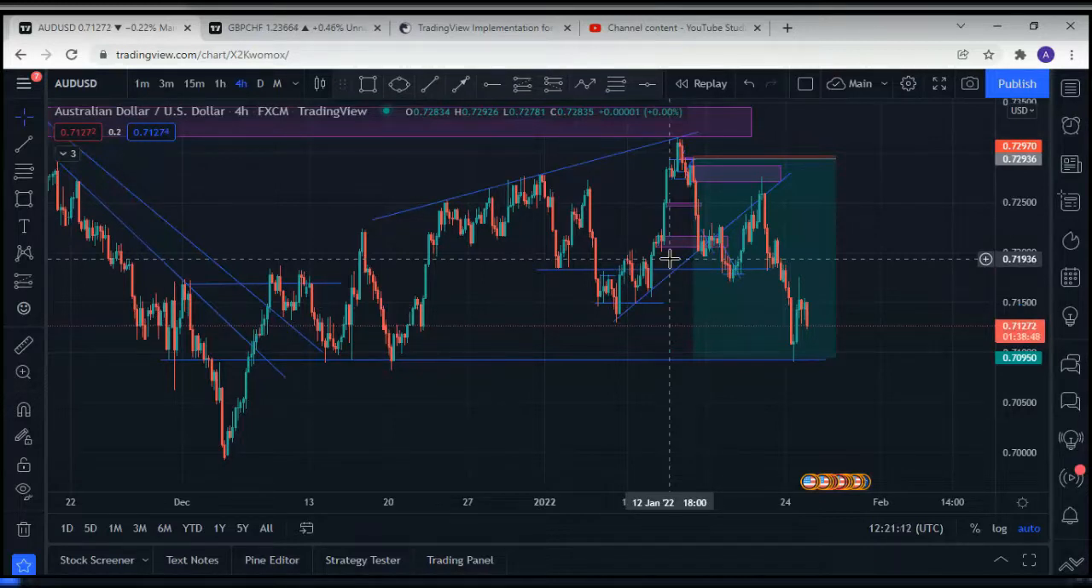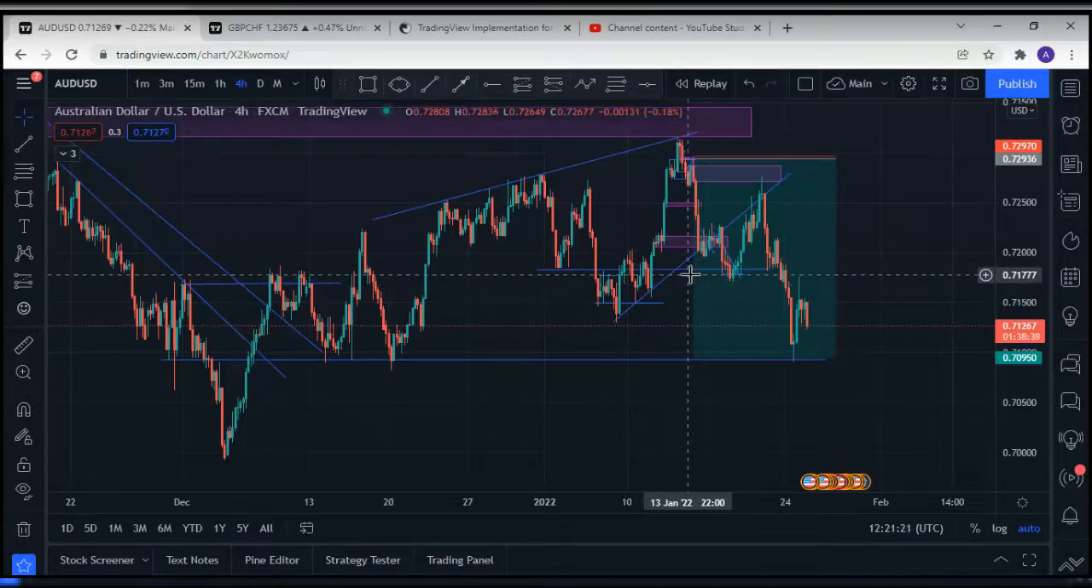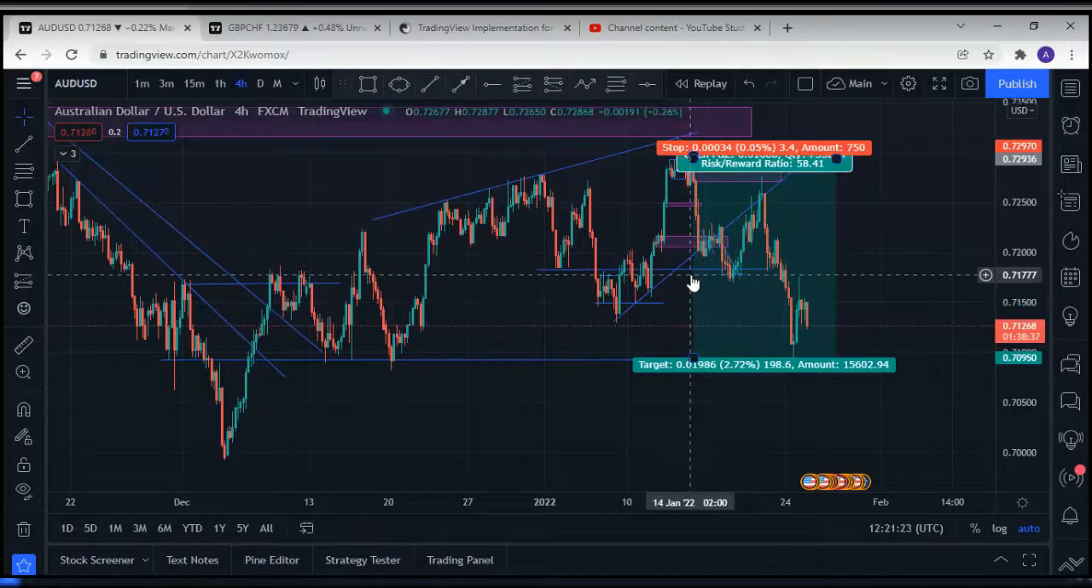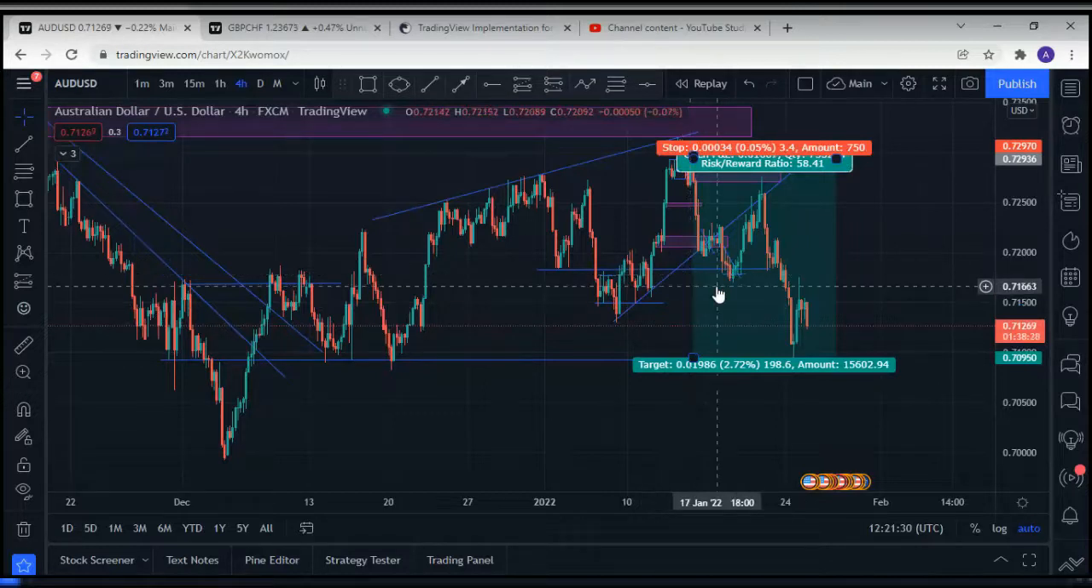This is a trade recap of AUD USD, a trade that we took on the 14th of January, 2022. I'm going to do a breakdown of the whole setup so that you understand how we were able to catch this 1:58.4 risk to reward.